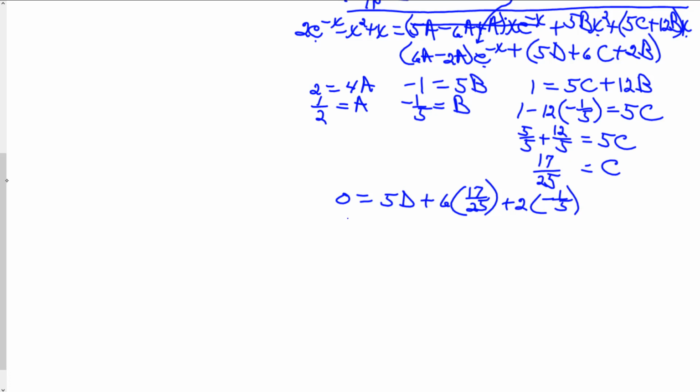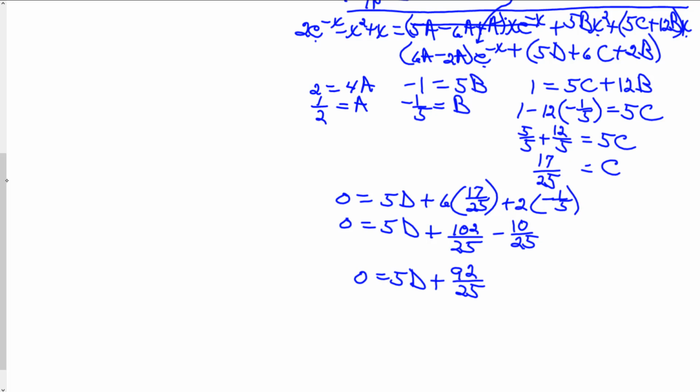All right, so when you do this math, you can use your calculator to help you with the fractional arithmetic if you need to, but this is going to be 6 times 17 is 102/25, and then minus 2/5 is going to become minus 10/25, getting a common denominator, and then you're going to combine those fractions to get negative, looks like positive 92 on the right over 25. Hopefully I haven't made an arithmetic error.